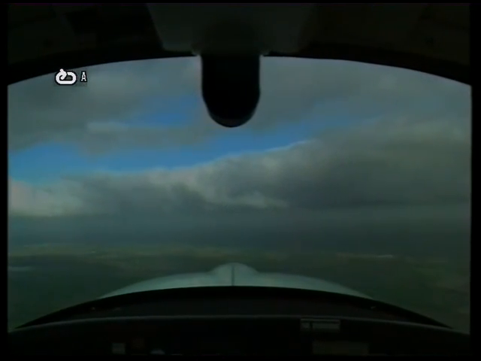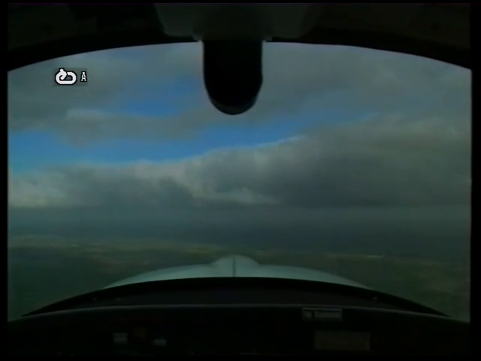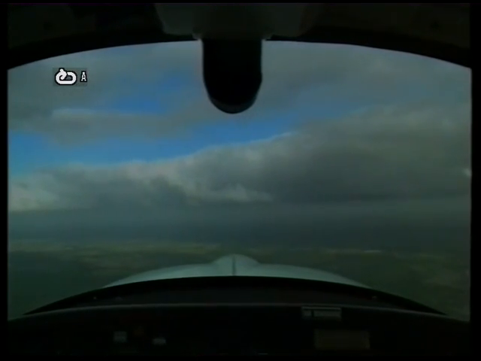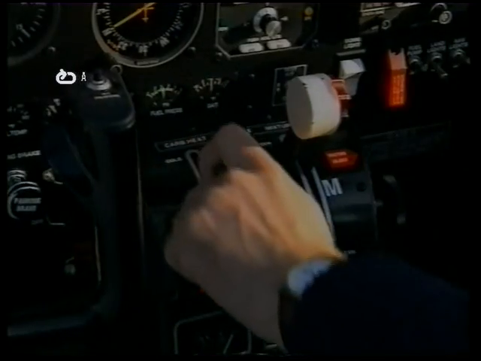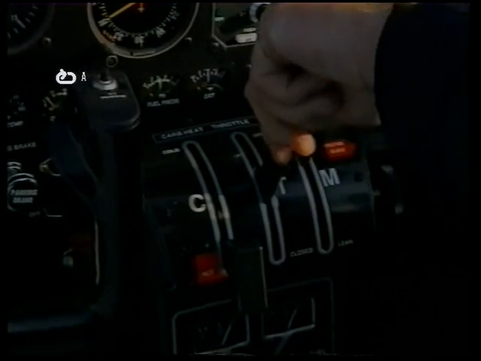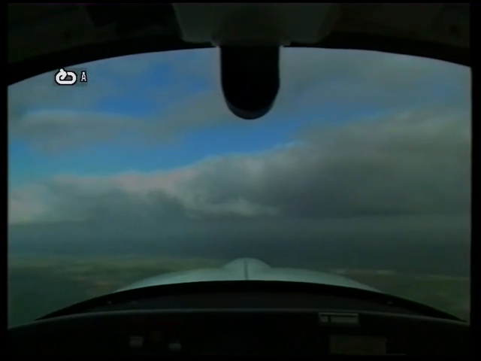And now the forced landing without power. Our aim here is to learn to land the aircraft safely in the event of a total loss of power. So, without more ado, let's simulate this. Carburetor heat hot, throttle completely closed. Practice, practice, we have an engine failure simulated.